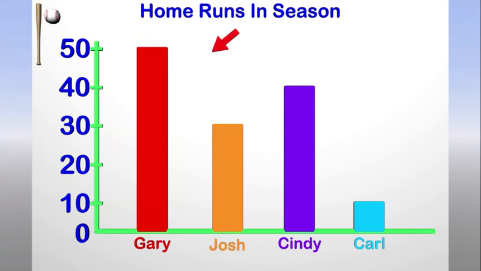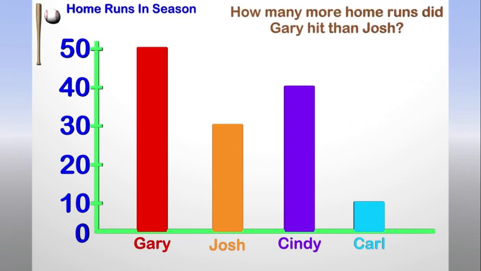Using this bar graph, we can see the first kid, Gary, had 50 home runs. Josh had 30, Cindy had 40, and Carl had 10. The first question we have is how many more home runs did Gary hit than Josh? We know Gary had 50 and Josh had 30. We need to know how many more home runs Gary had than Josh. How do you think we can solve this problem? We can solve this question by using subtraction.